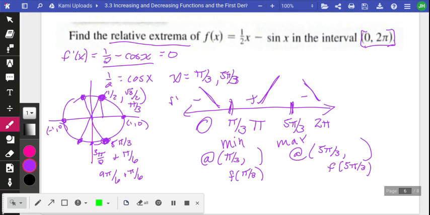Okay, so I didn't make these big enough. It's about negative 0.3423. All right, and then we'll do the same thing, and I'm going to do 5 pi over 3. And then our maximum is 3.48402. Okay? So we have those ordered pairs as our answer.